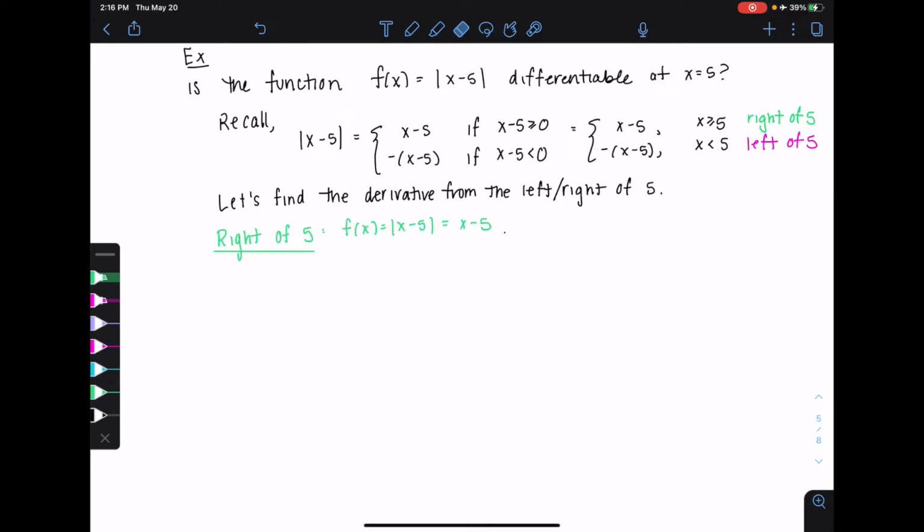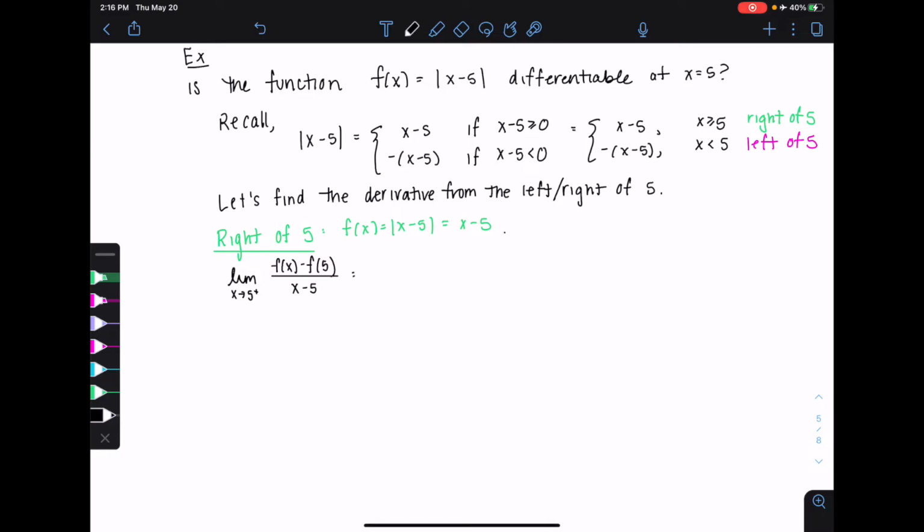So we'll start with the right, which means I'm using that first piece. I'm on the right of 5. I'm bigger than 5. I'm getting exactly x minus 5 in return. To do that, we want to find the derivative. So we're going to take the limit as x approaches 5 from the right of the difference in our function and its value at 5, over x minus 5.